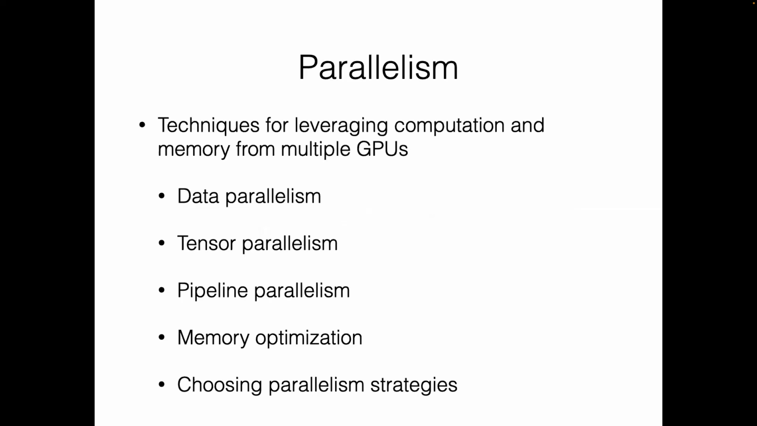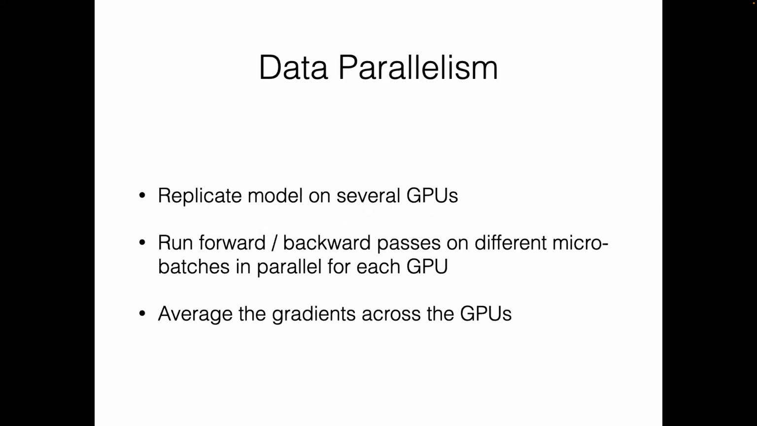Okay, cool. So I'll talk about a few common strategies for leveraging computation and memory from multiple GPUs. I'll start with data parallelism. Here, there's a diagram, but let me just say it in English. Here, the idea is you can have one copy of the model on each GPU. So you replicate the model on several GPUs.